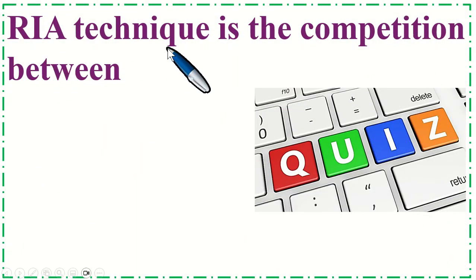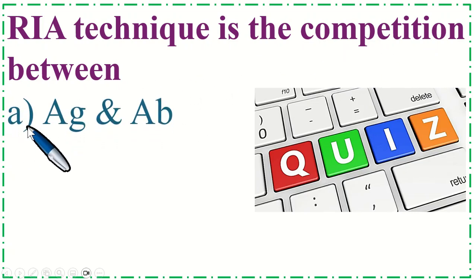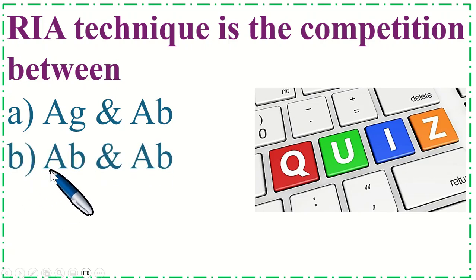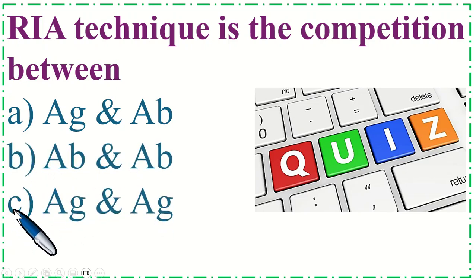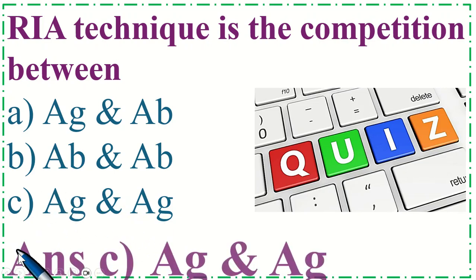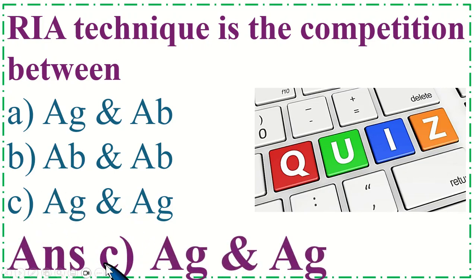RIA technique is the competition between option A antigen and antibody, B antibody and antibody, option C antigen and antigen. So the correct option is C antigen and antigen.